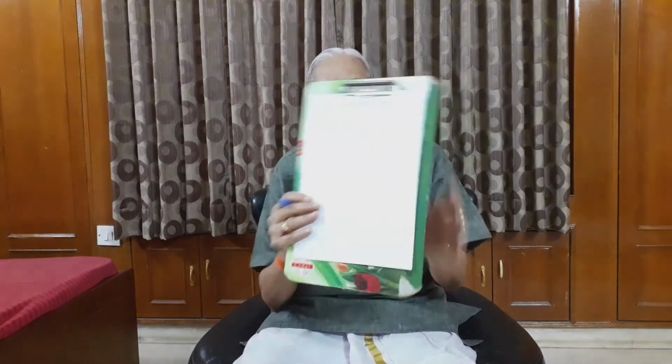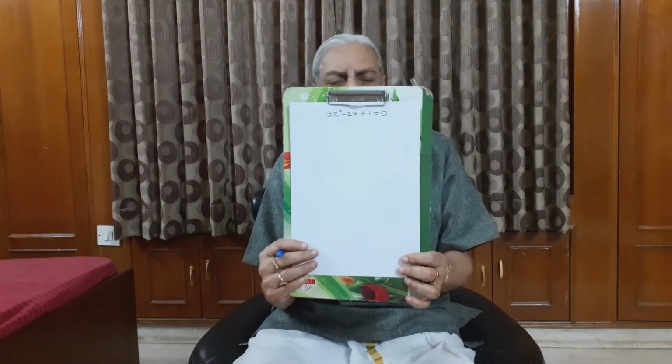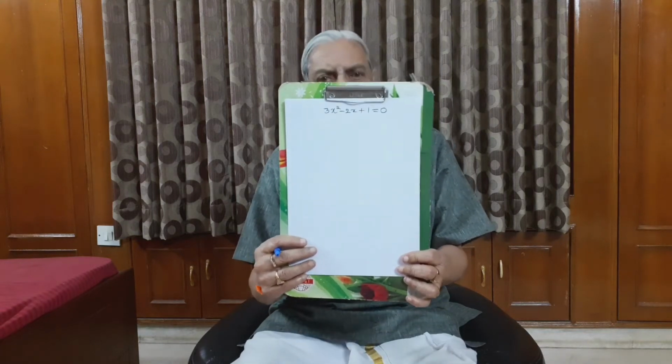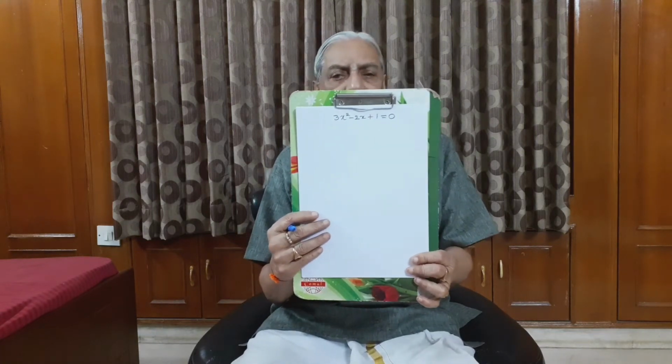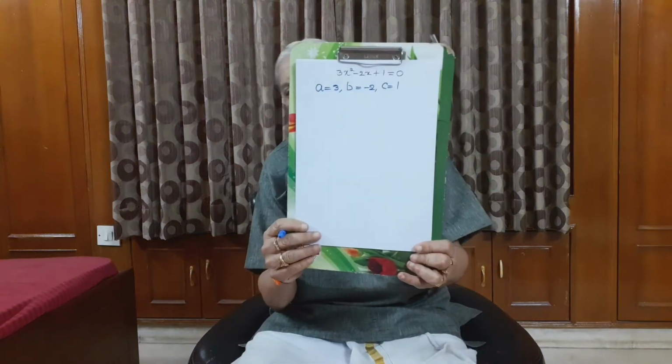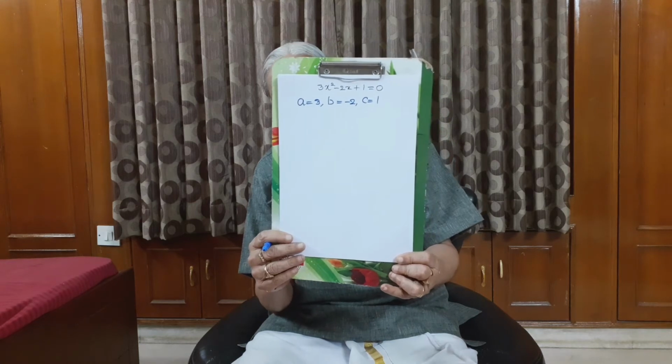Then once again, analyze. Is it in the standard form? Correct, sir. It is in the ax squared plus bx plus c form. Or I can directly write the values of a, b and c. Write down. Here, what is the value of a? A equals 3. What is the value of b? B equals minus 2. What is the value of c? C equals 1. Are you able to see that? I have analyzed the values of a, b and c.